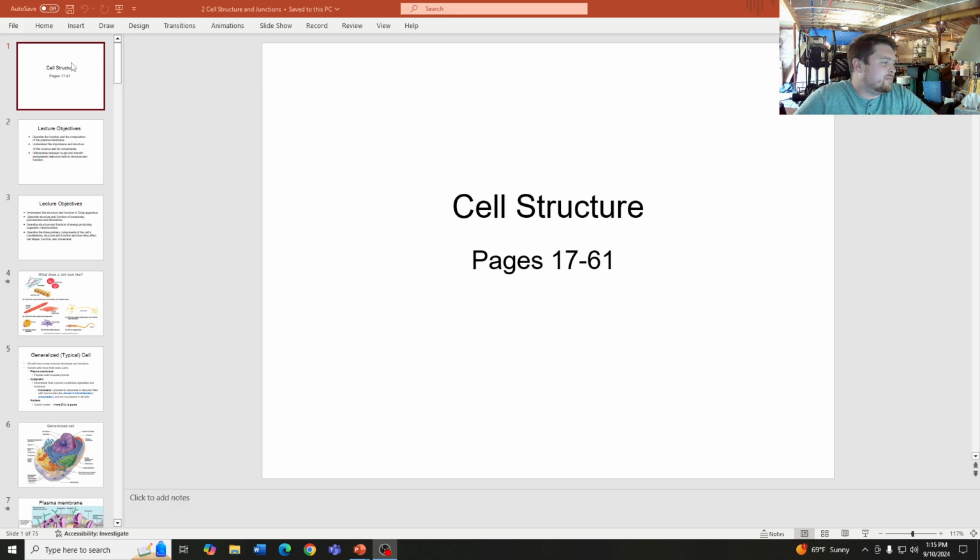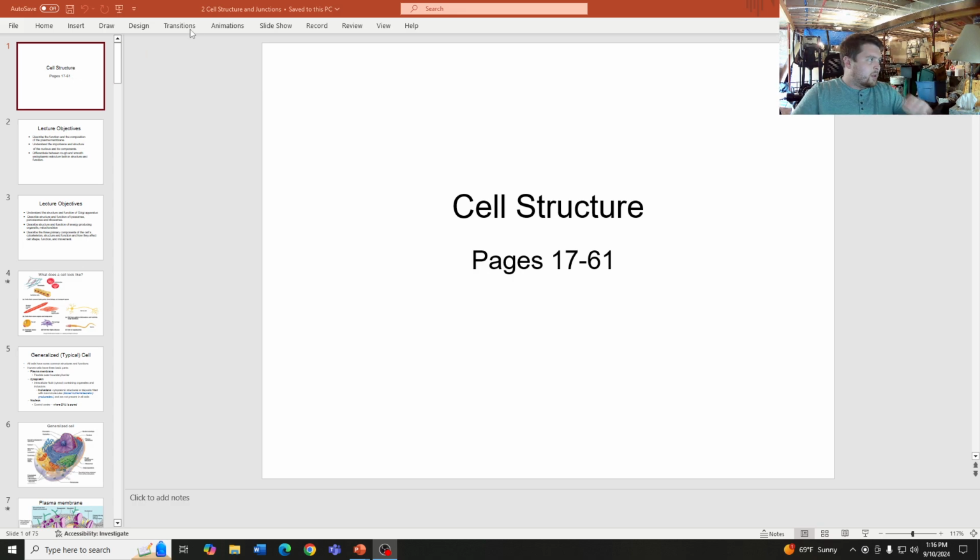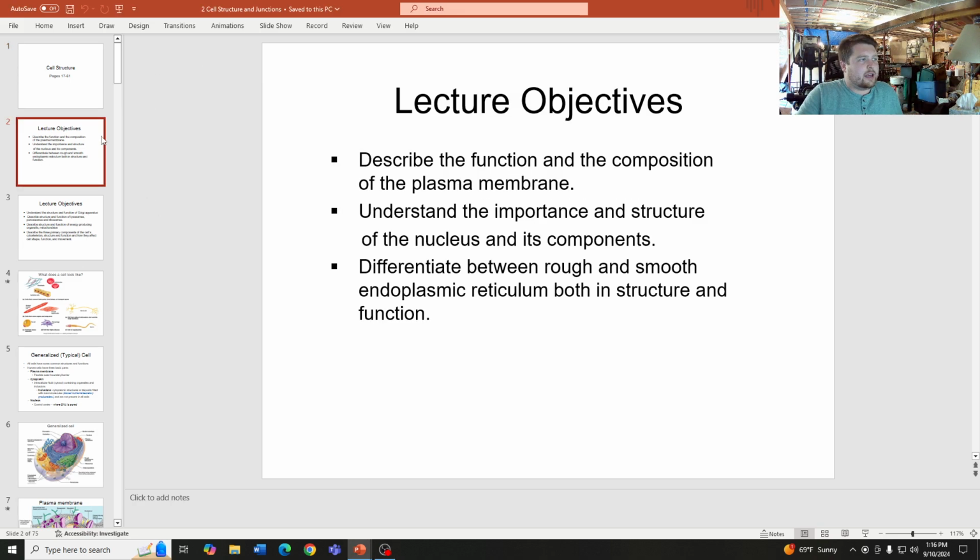So, cell structure. This is going to be diving into all of the different components of the cell. It's a lot of just straight definitions. This does this, this is related to that kind of material. So let's go ahead and jump right in.